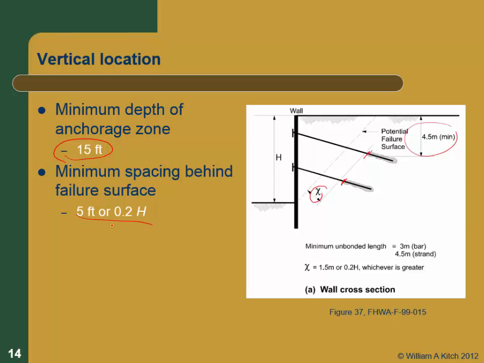For those of you that decoded the things, this is a correction. It's not 2 H, but 0.2 H, times the height of the wall. You want that distance to be behind there, so that you're sufficiently behind the failure surface that the loads in your anchorage area aren't affecting what's going on in the failure surface.